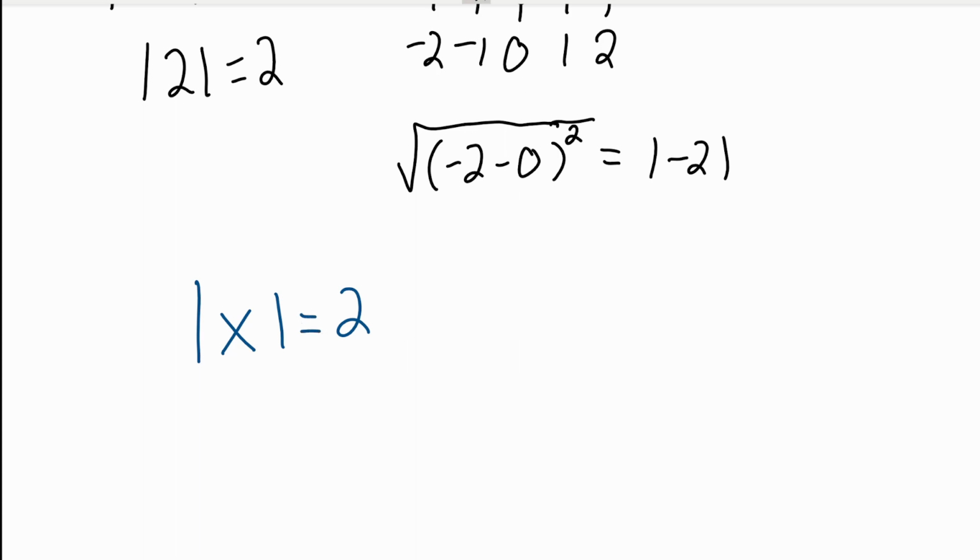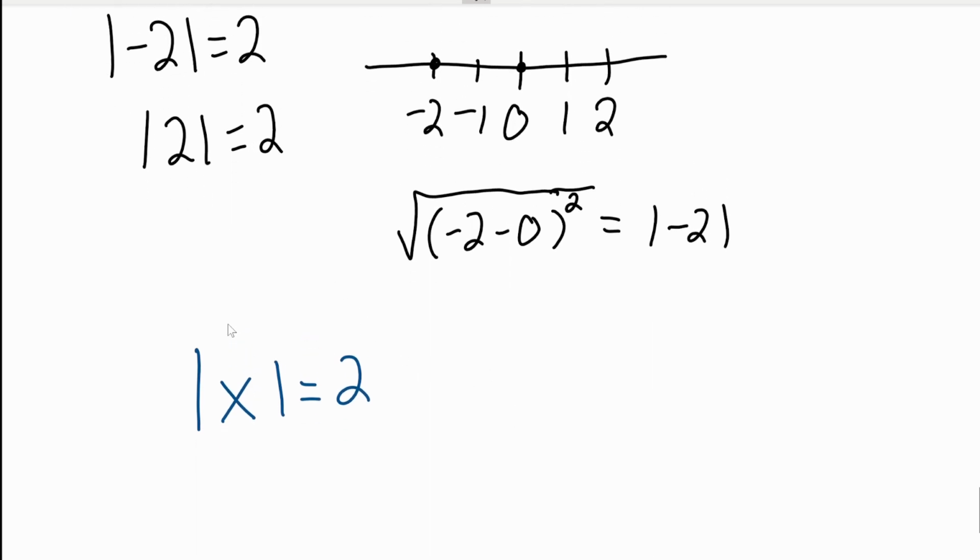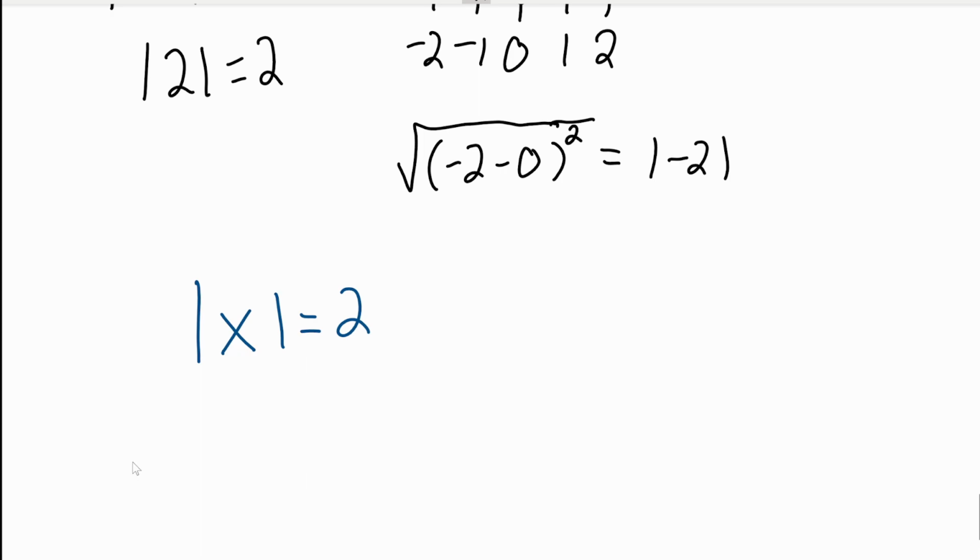We didn't really look at absolute value equations too much, so let's just think about this for a second. In an equation sense, if the absolute value of x is 2, well, we just saw two numbers that satisfy this, right? -2 and 2. So x could be 2, or x is -2. So we get two different solutions for this.